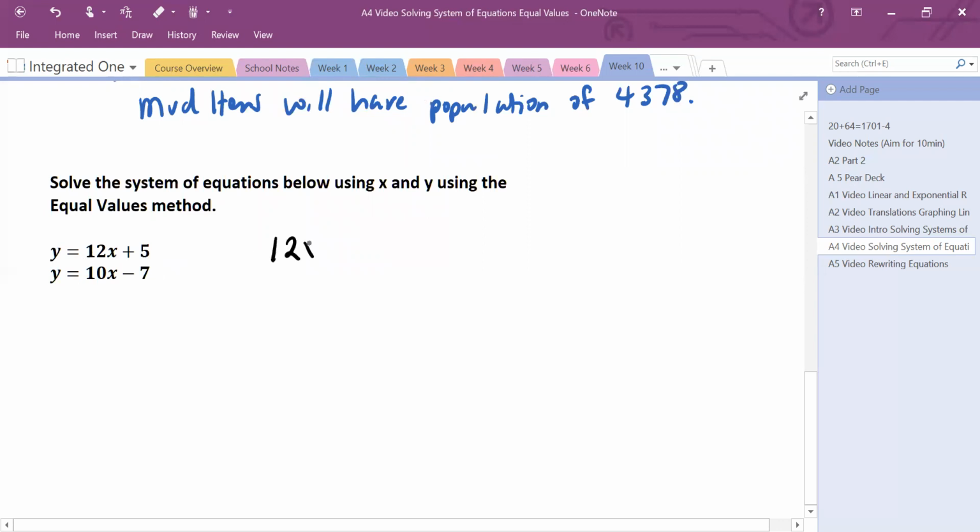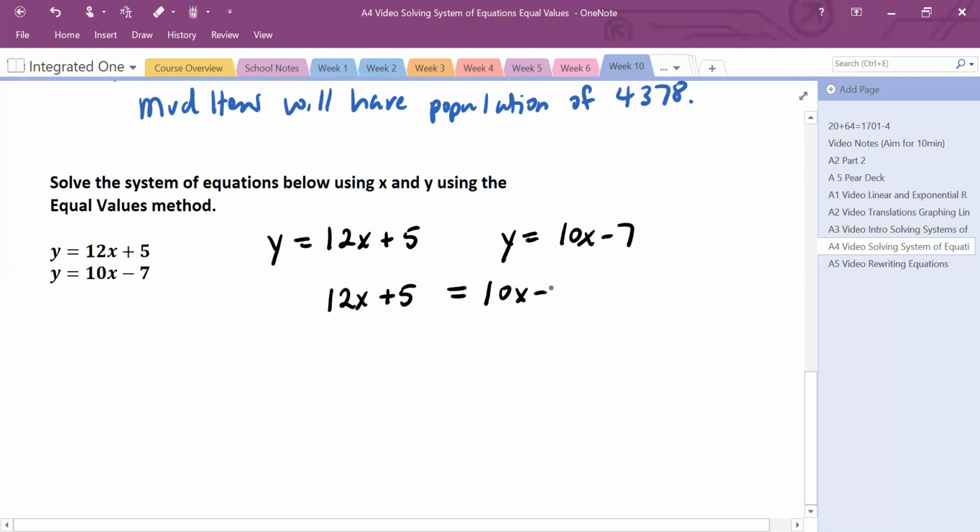So what I'm going to do is just take 2x, I'm going to rewrite it so that you guys can kind of see. Y is equal to 12x plus 5. And then we had y is equal to 10x minus 7. And again, I'm going to set these two equal to each other. So it's going to be 12x plus 5 is equal to 10x minus 7. I just took these two equations and set them equal to each other. Now I'm going to solve for x.